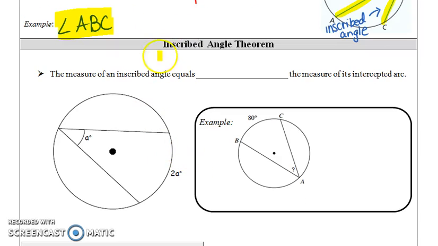So now I want to talk about the inscribed angle theorem. The inscribed angle theorem states that when you have an inscribed angle, which is right here highlighted in blue, the measure of that inscribed angle is going to be half of the measure of its intercepted arc. So let me fill that in. The measure of an inscribed angle equals half the measure of its intercepted arc.